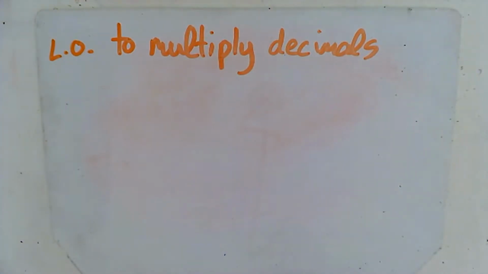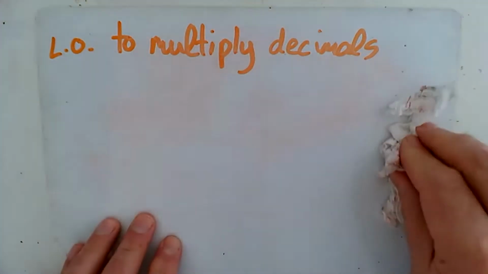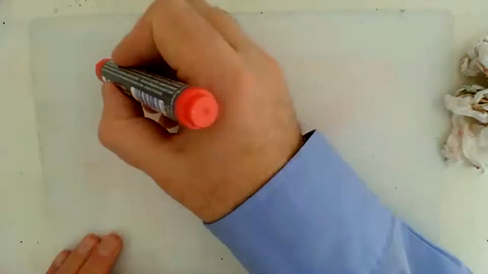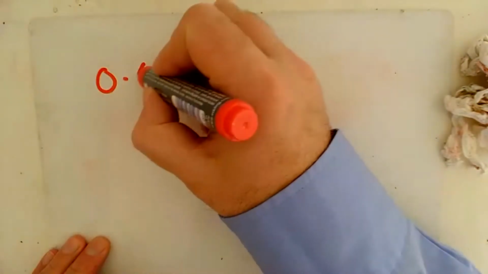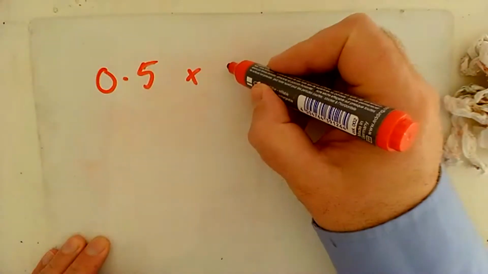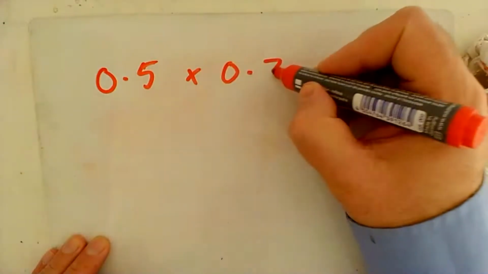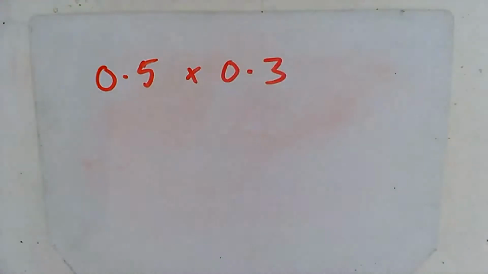Okay. So, as the learning objective suggests, we're multiplying decimals. Let's just start with: what is 0.5 times 0.3? I'm going to go straight in with that one. Write down an answer somewhere. Write down an answer.